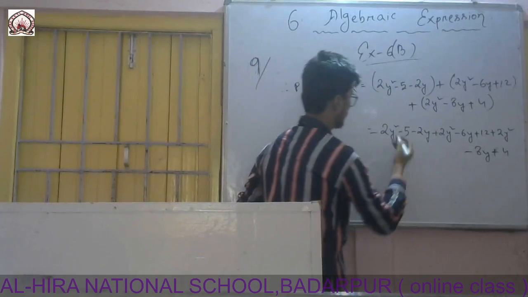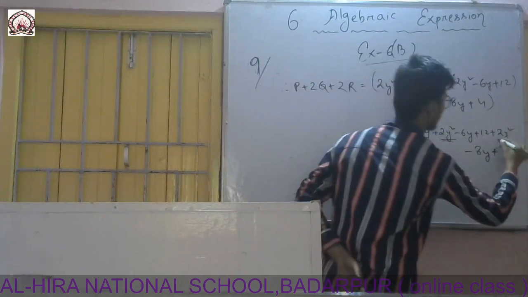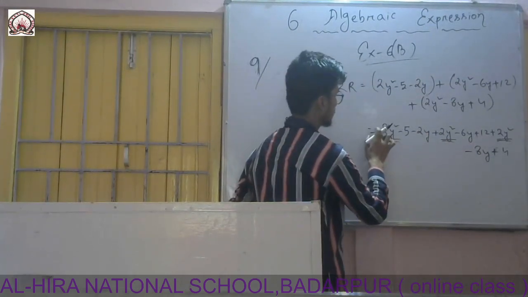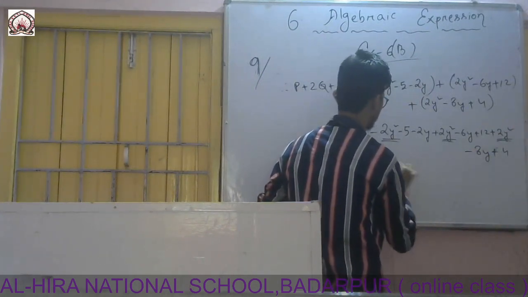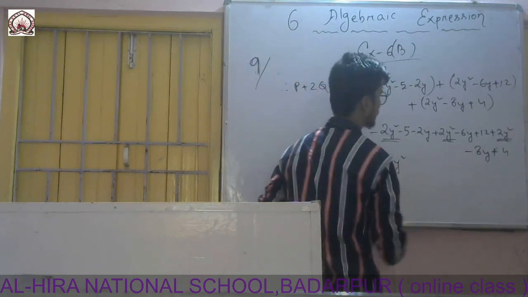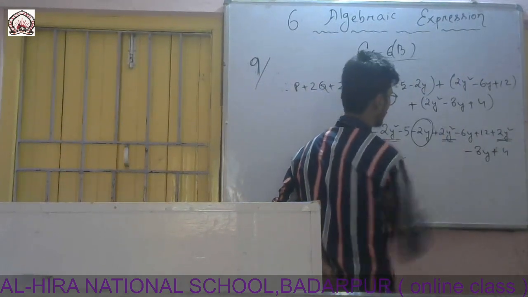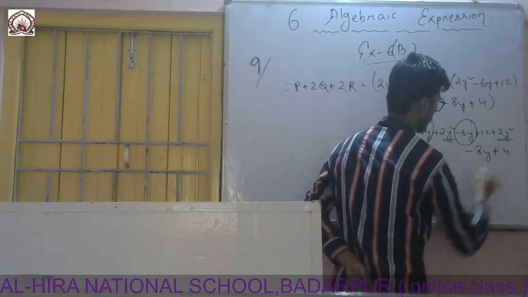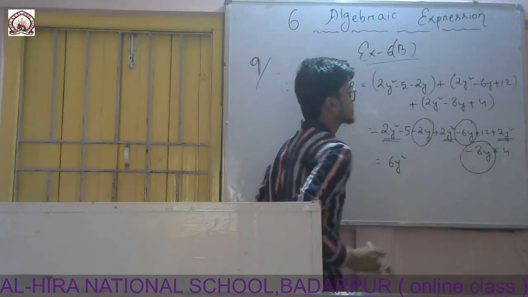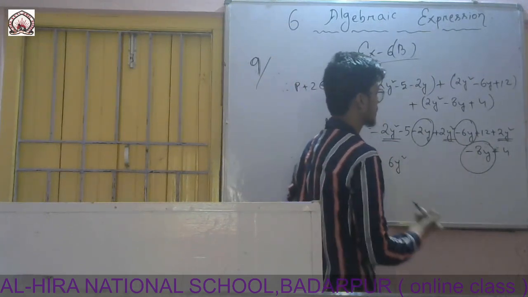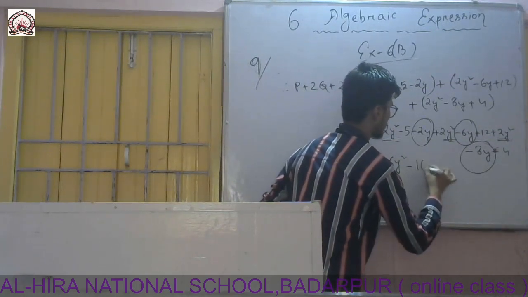No need to arrange it, directly you can do 2y square, another 2y square, and another 2y square, all in plus sign. So 2 plus 2 is 4, 4 plus 2 is 6, 6y square. Then go for the y terms: minus 2y, minus 6y, and minus 8y. Minus minus is plus, 6 plus 2 is 8, 8 plus 8 is 16, and since all of them are minus sign, so minus 16y.